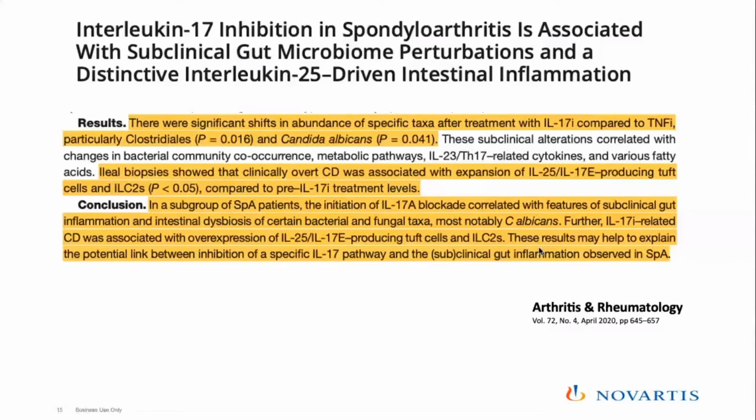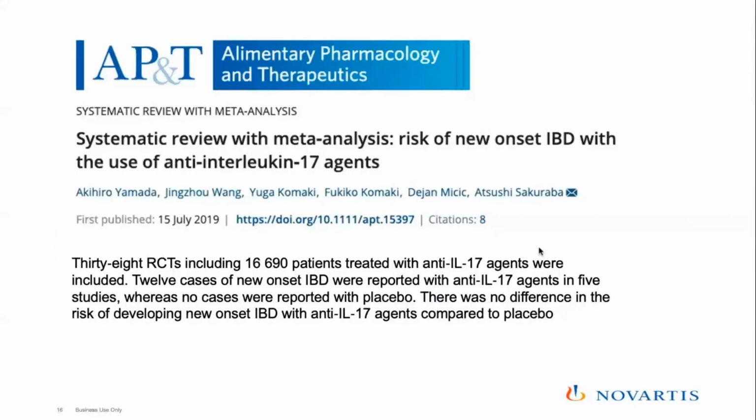But then again, the real life experience is different. So this is a systematic review and meta-analysis which has taken almost 70,000 patients who were treated with IL-17 blockade, and there were only 12 new cases of IBD. So there was no difference in the risk of developing IBD with anti-IL-17 agents compared to placebo.